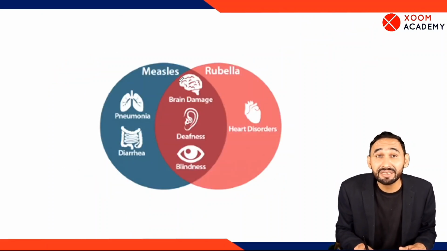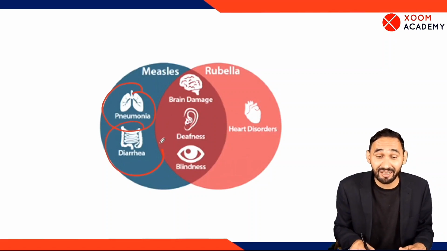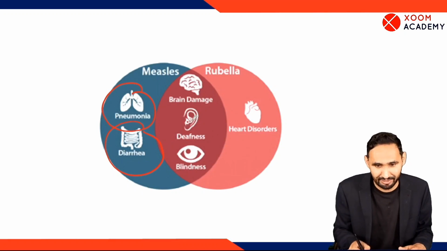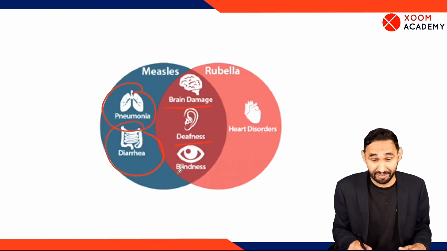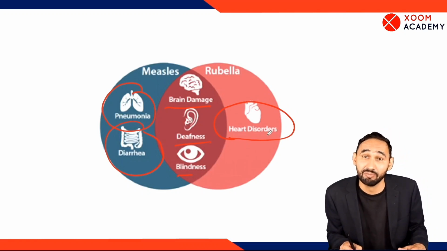What is the difference between measles and rubella? Measles causes pneumonia. It can cause diarrhea. Children may die due to severe diarrhea. Diarrhea causes dehydration. Both measles and rubella cause brain damage. They can cause deafness. Both can cause blindness. But heart abnormalities are common in rubella, in congenital rubella syndrome.